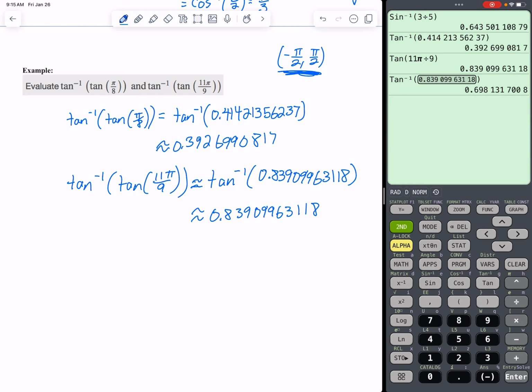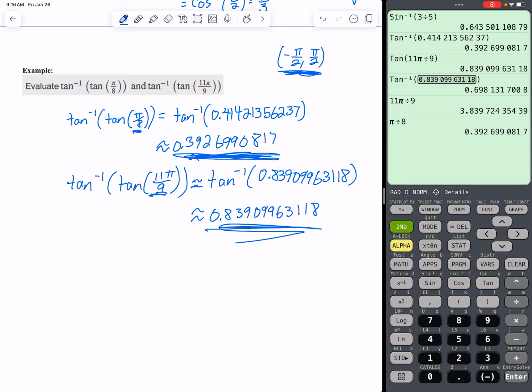Now, one thing I want to check is let's do 11 pi divided by 9. And notice it didn't undo itself. But pi over 8 gets me that first answer. Notice that came out the same. Pi over 8, same number. But this one came out as two different numbers. And again, this works just like that sine and cosine. Because of our domain restrictions, it messes with these composition functions.